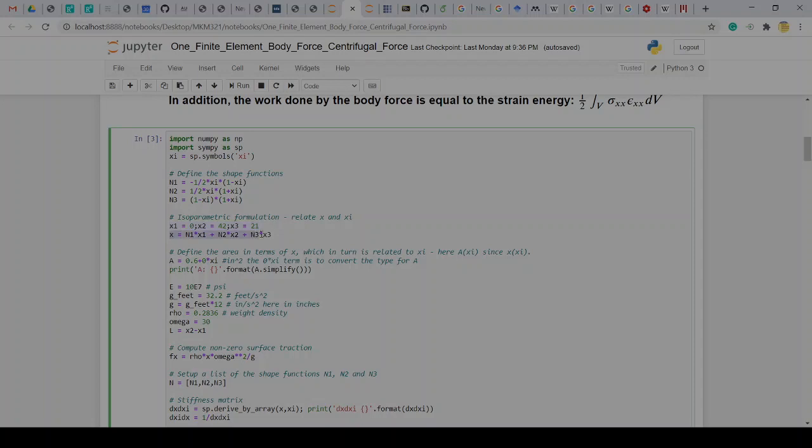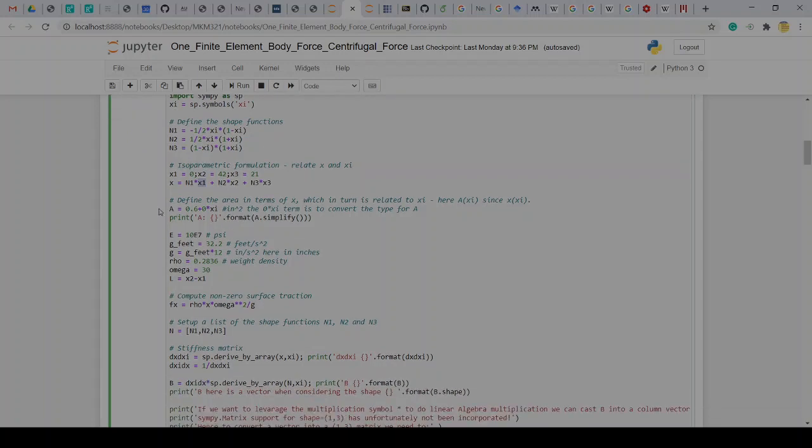And I can do my isoparametric formulation. Remember that x3 is the mid-side node. This is the right-hand side, this is the left-hand side node. If you think of x equal to 0 at the left, and x equal to 42 at the right, visualize it like that in your head. Then we have an area, which is a constant, but again I add 0 times xi to make sure it's the right object type.